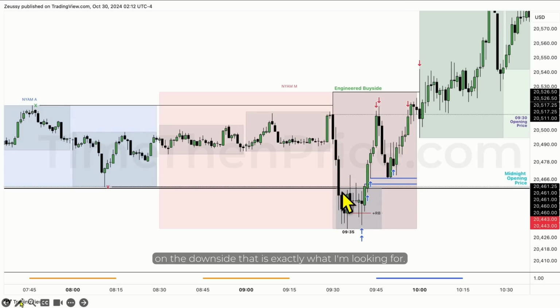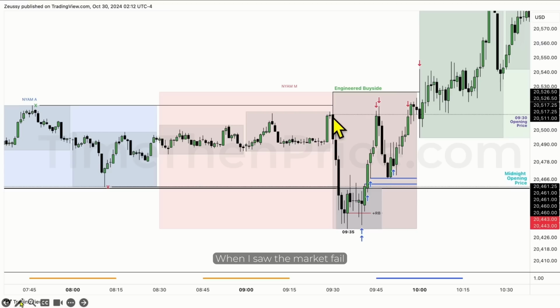That is exactly what I'm looking for. I'm looking for manipulation towards the downside taking place. Because you need to understand that whenever you see a quick sudden move like this, this leads to a smart money reversal, which will take place soon. Eventually, the market begins to run towards the upside and we draw towards that 9:30 open price.